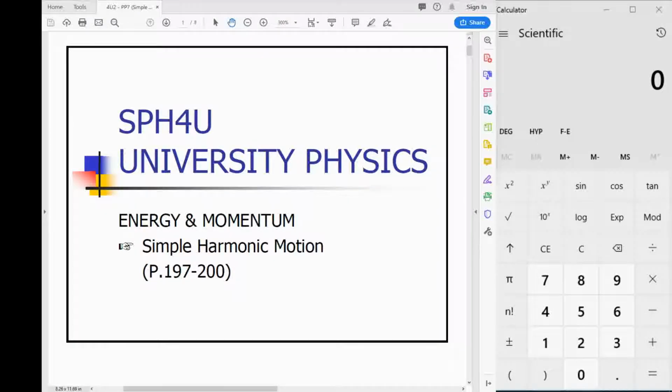So the next lecture in the energy and momentum unit is on simple harmonic motion, section 4.6 in your textbook.